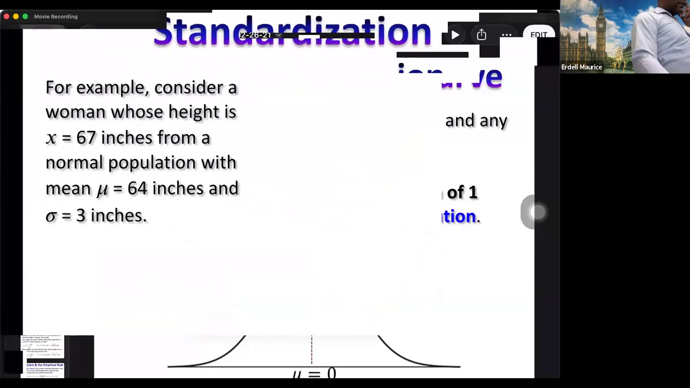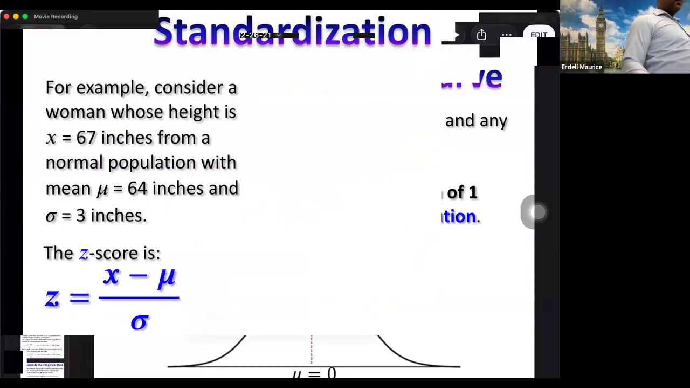So I hit the play button. We're talking about women's heights. A woman's height was 67 inches, and they want us to calculate the z-score for that woman's height. The average height is 64 and the standard deviation is 3. If you plug this in, 67 minus 64 divided by 3 gives me 1. And so we say that her height is 1 standard deviation above the mean. That should kind of make sense. The standard deviation is 3, and 64 plus 3 is 67. She's 1 standard deviation above the mean. Questions there?